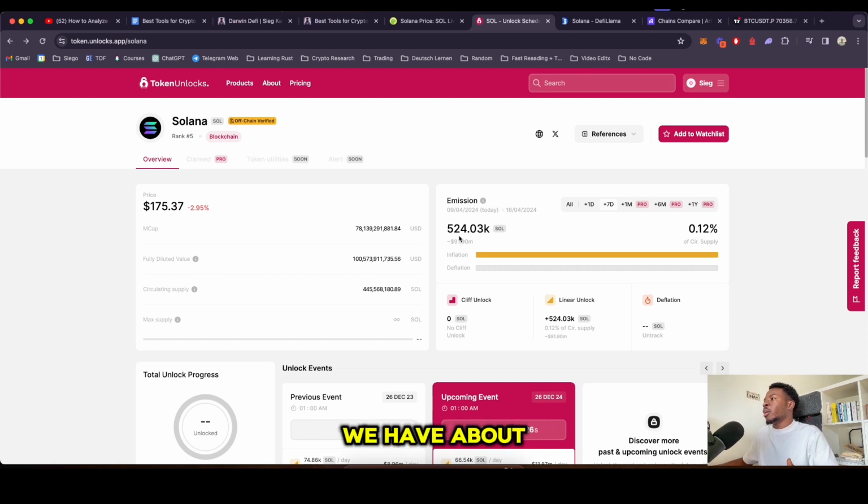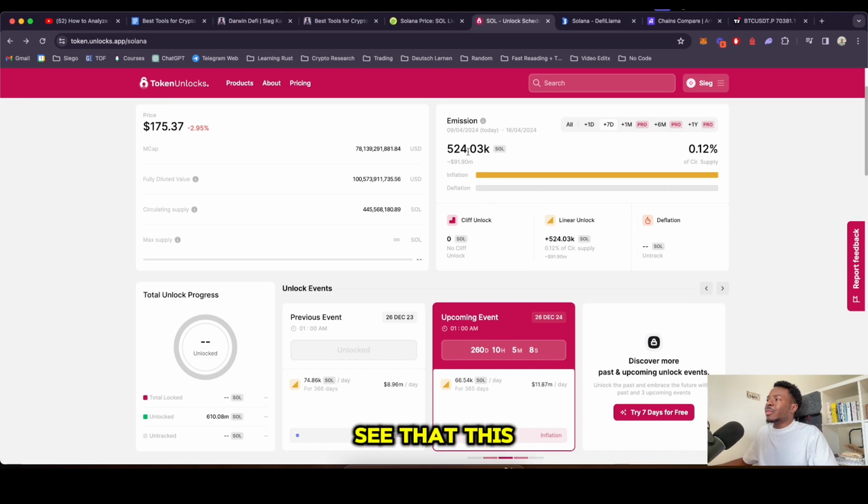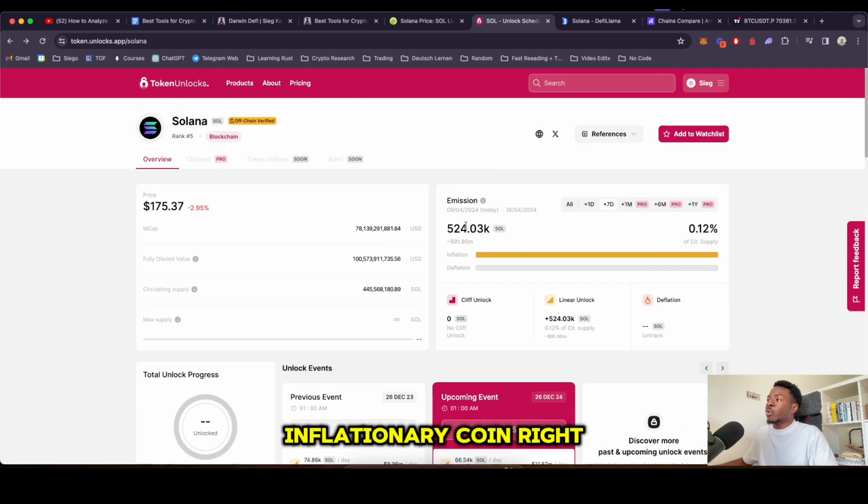And as you can see here, in the next 7 days we are going to have about 524,000 SOL come to the market, which is going to be valued at about 91 million at today's price. And it's going to comprise about 0.12% of the entire circulating supply of Solana. So you can see that this is a pretty highly inflationary coin, right?